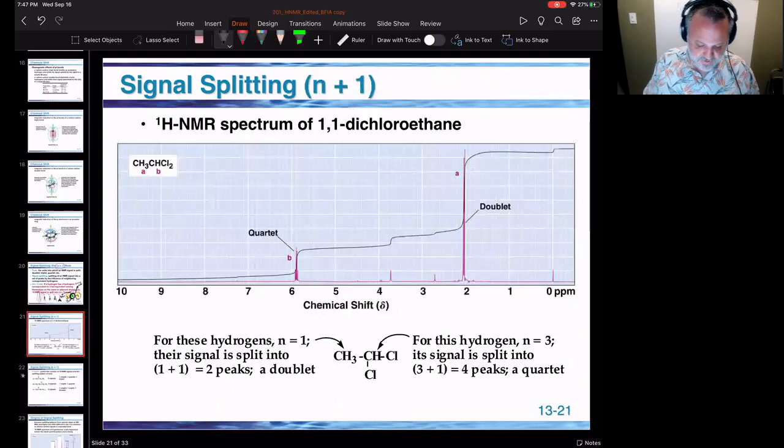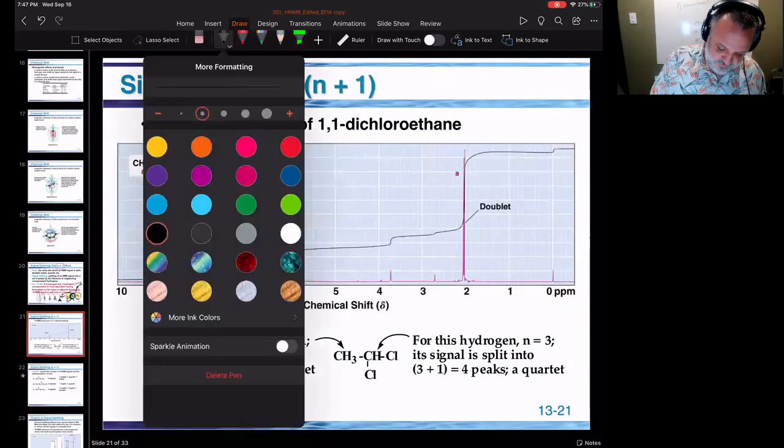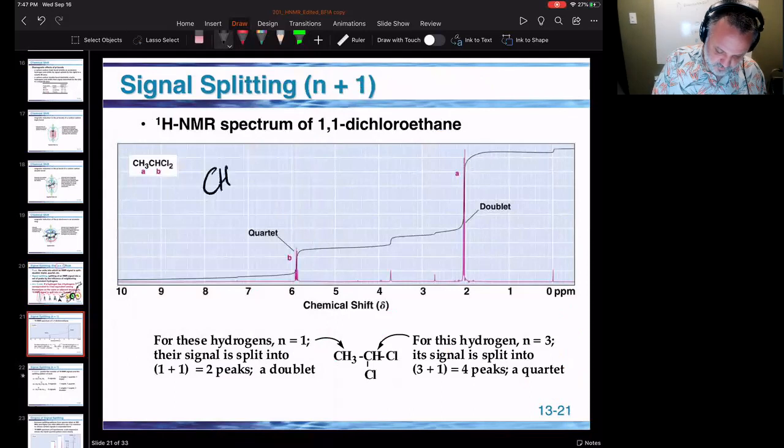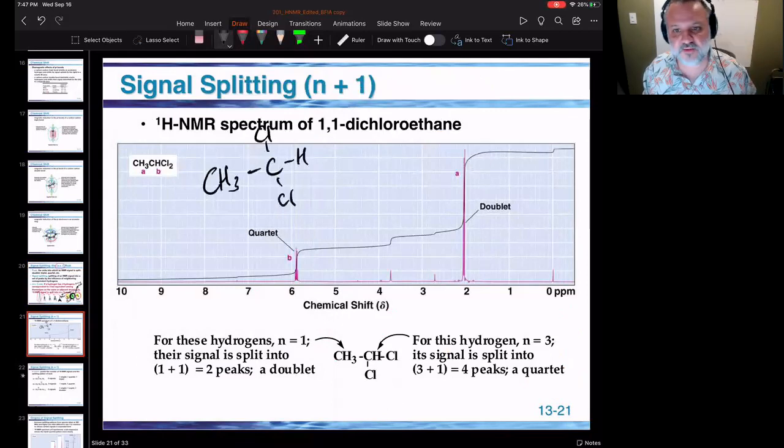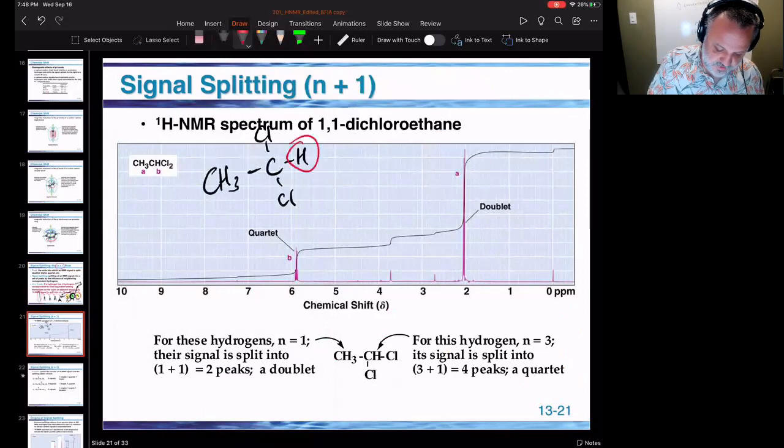All right, so here's an example. It's CH3, CH, Cl2. So there's 2 peaks, right? They've got two unique hydrogens. I've got this one and I've got these.